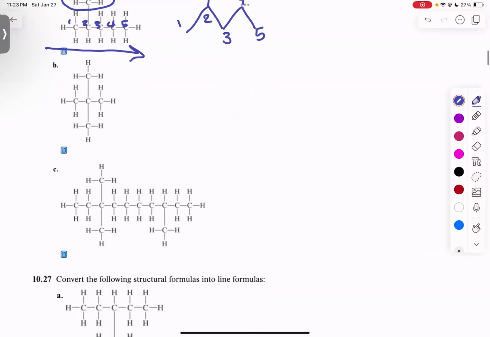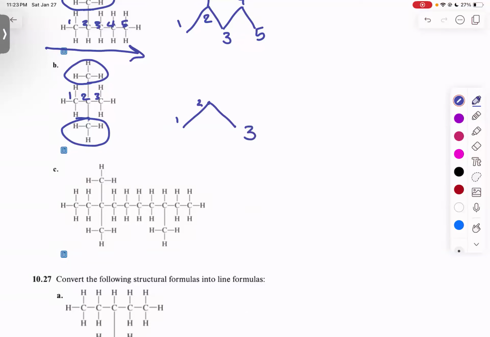Now, here we have 1, 2, 3, and coming off of carbon 3, we have 2 methyl groups. So I'll show you a couple of different ways to do this. So here's my base where I have 1, 2, 3. So coming off of carbon 2, I have 2 methyl groups. So the way that you would draw this is coming off of carbon 2, there's 1 methyl group, there's another methyl group.